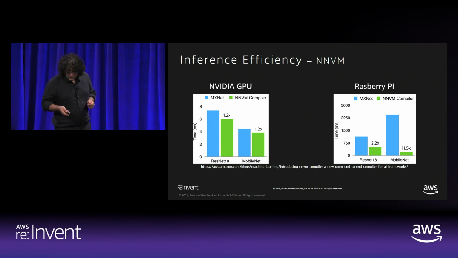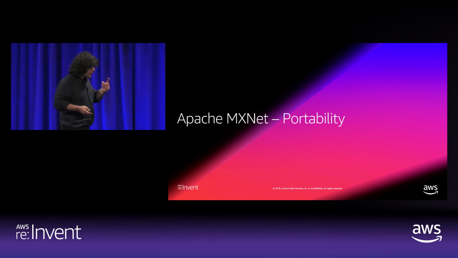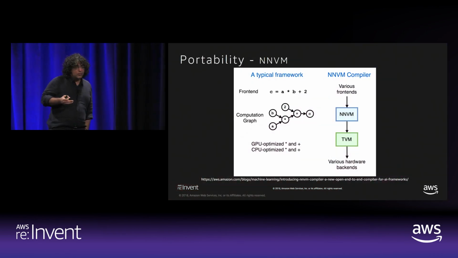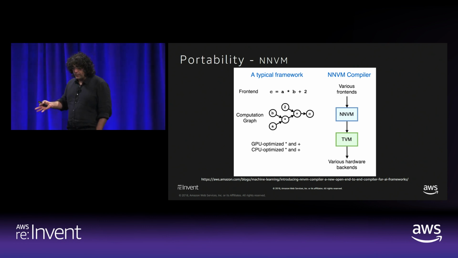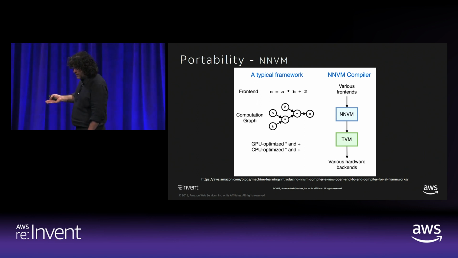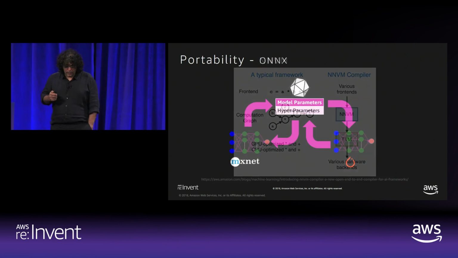So that hugely helps you have efficient inference at your endpoints, and that is done through a model compiler. The other thing is portability. Portability is achieved through two separate things. One is NNVM, so it's hardware portability. I just talked about that. You have an abstraction layer, and that abstraction layer helps you deploy your model on different hardware.